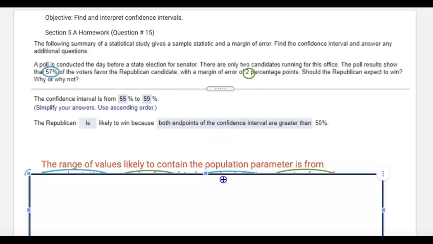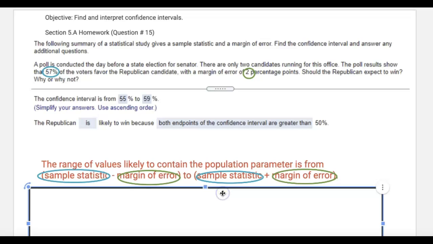So what we're going to do with that is find a range of values likely to contain the population parameter by taking the sample statistic and subtracting the margin of error, and also taking the sample statistic and adding the margin of error. So again, I've just kept that kind of color-coded here.